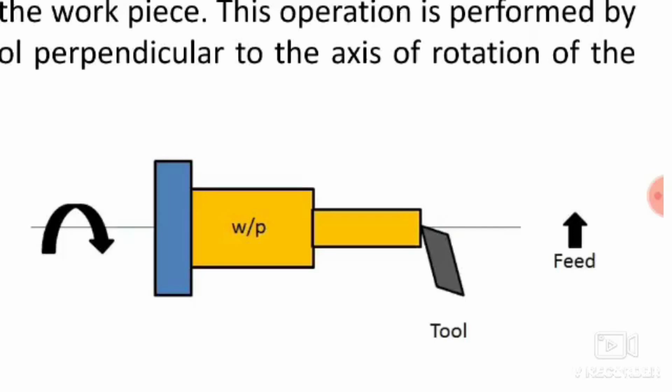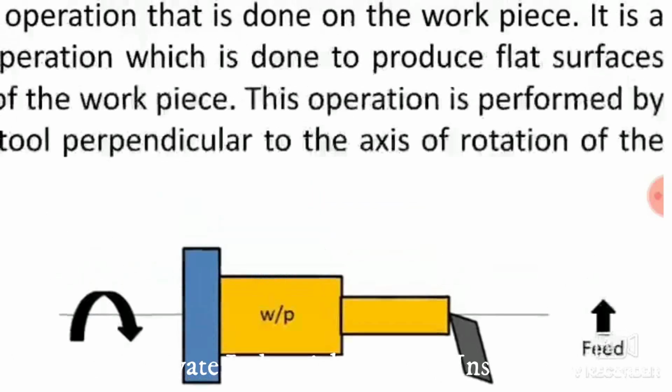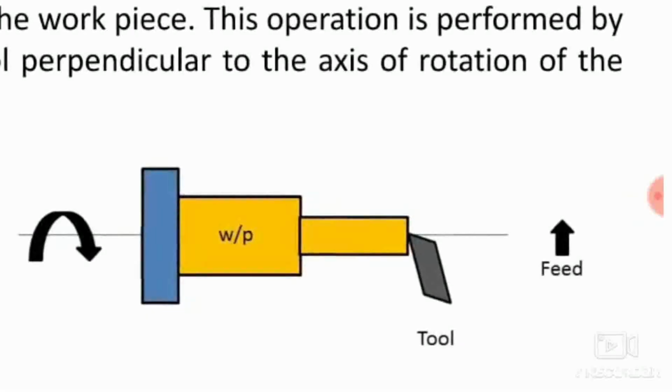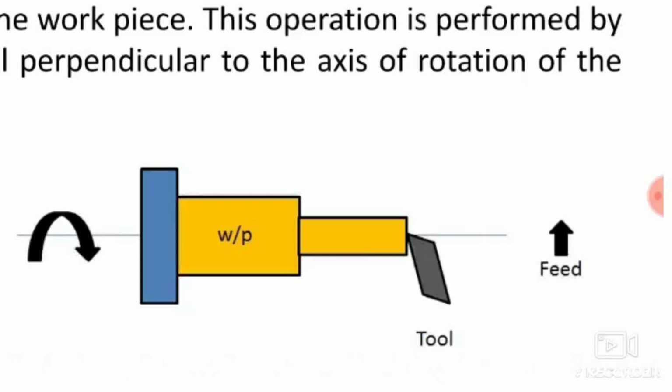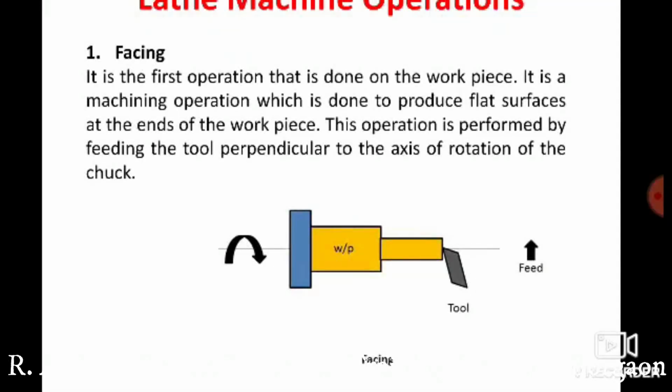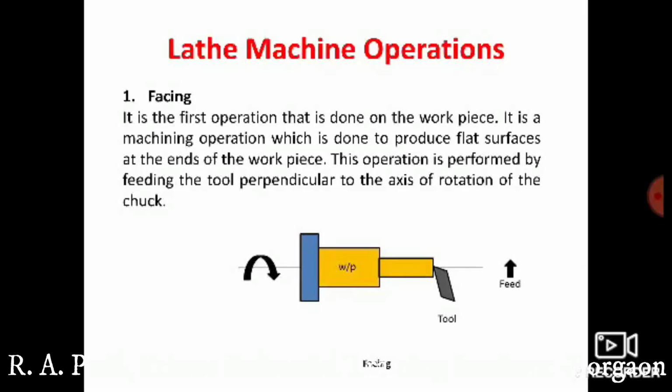So basically facing is the first operation that we perform on the workpiece, and it is done to produce a flat surface at the end of the workpiece. Suppose the end of the workpiece is irregular, in that case we perform the facing operation in order to produce a flat surface at the end. And here the tool is fed perpendicular to the axis of the lathe, that is very important. So this operation is performed by feeding the tool perpendicular to the axis of rotation of the chuck. So this is the first operation, that is facing.